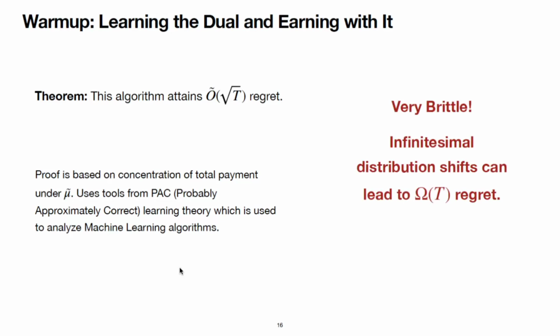But here's the point: this is very, very brittle. Infinitesimal distribution shifts, arbitrarily small distribution shifts, will lead to omega T regret, linear regret. And these distribution shifts are not even contrived. Even in some very natural ways, if you shift the distributions, they can lead to very, very bad performance.